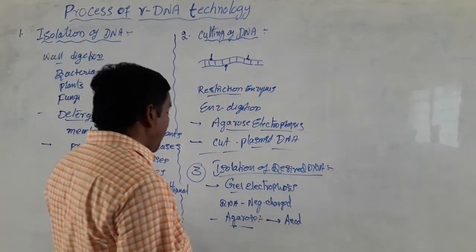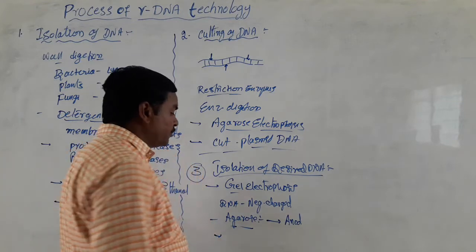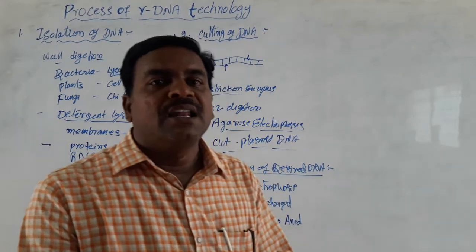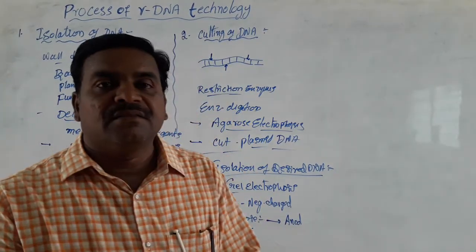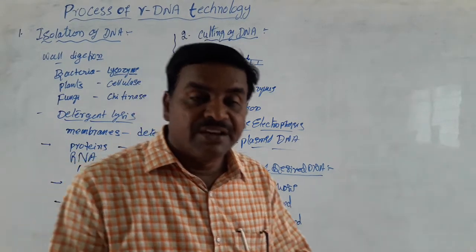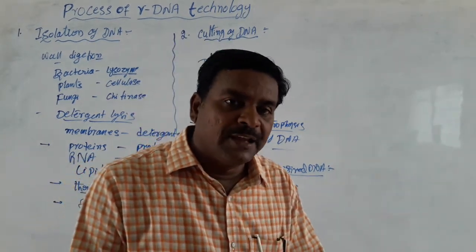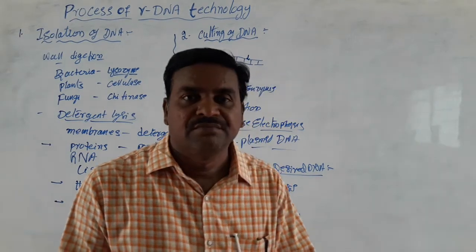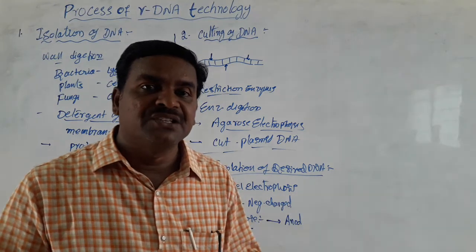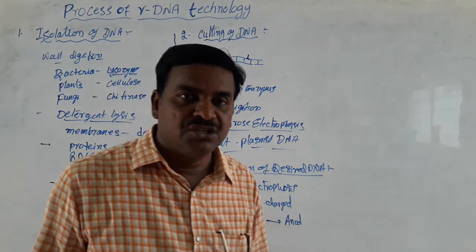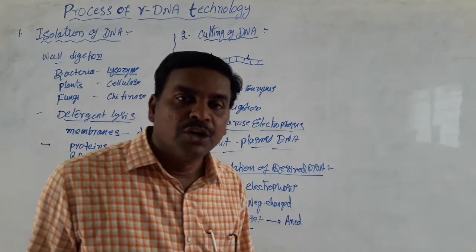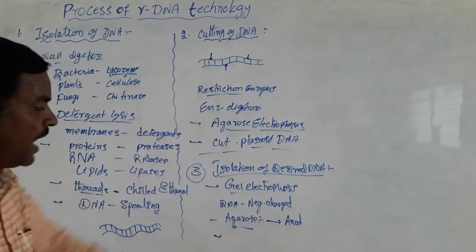Now all these DNA molecules are forced to move towards the anode, and they are separated by the sieving effect produced by the agarose gel. The smaller the size of the fragments, the further away they move. Depending upon the size of the molecules, they are forced to move towards the anode.